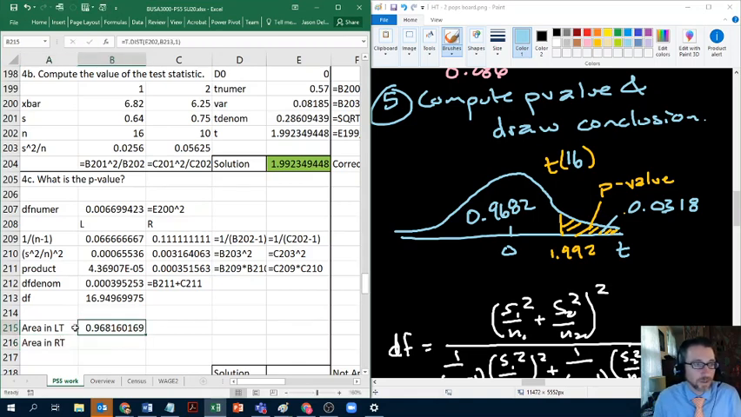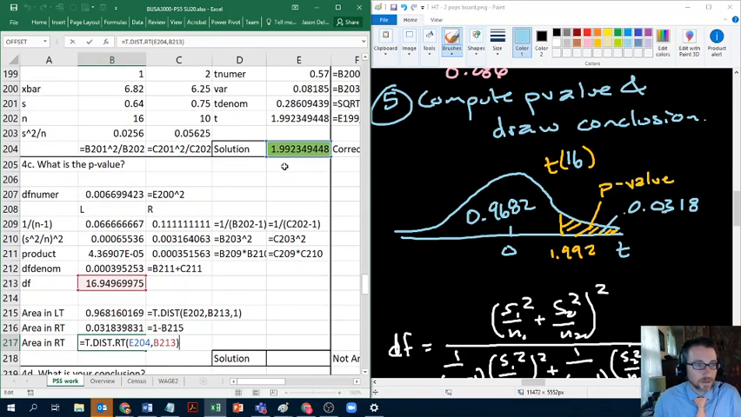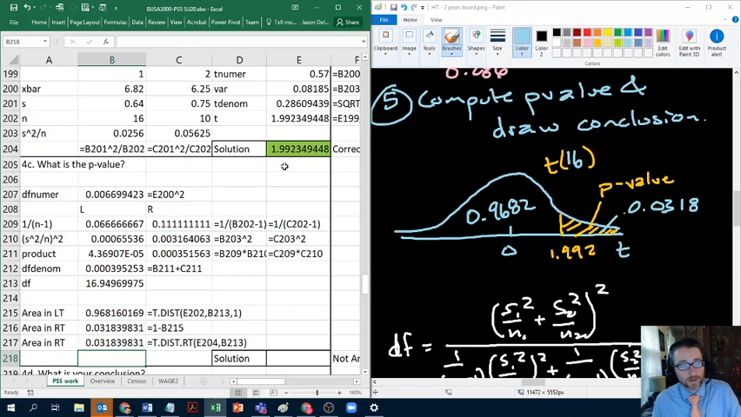Area in right tail. Oh, let me give you the formula here. 1 minus this. Now I could have done it right away, right? One thing we learned in the last video is that there is a t.dist.rt formula. And if I do that and I just plug this value in and 16, it'll give me exactly the same value. It always works to subtract from 1 to get the right tail if you just know the left tail formula, so that's fine either way.